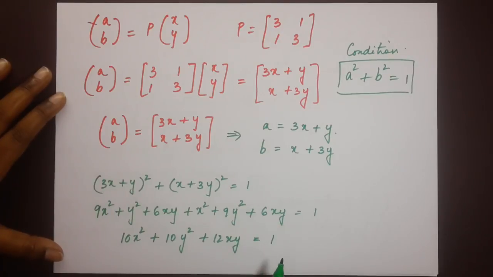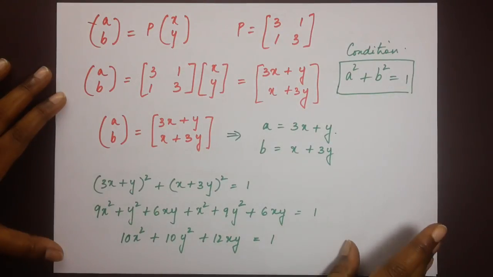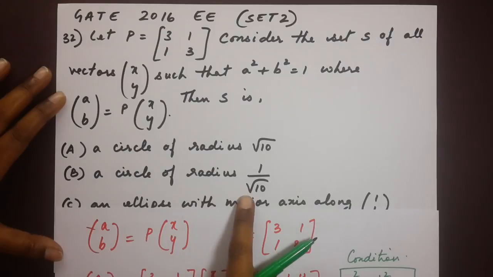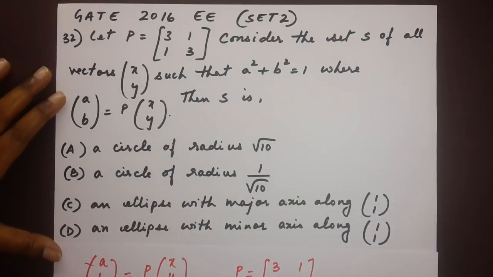Now this equation cannot be written in the standard form of a circle, which means that the circle rules out. It does not represent a circle, because we have 10x squared plus 10y squared plus 12xy. We have an xy term. So we won't be able to split it in a way to get the standard form of a circle. I am sure you are quite familiar with the standard form of a circle and the standard form of an ellipse. So options A and B rule out. It is not a circle of radius root 10 and it is not a circle of radius 1 by root 10, which leaves out that it is either an ellipse with a major axis along (1, 1), or an ellipse with a minor axis along (1, 1).